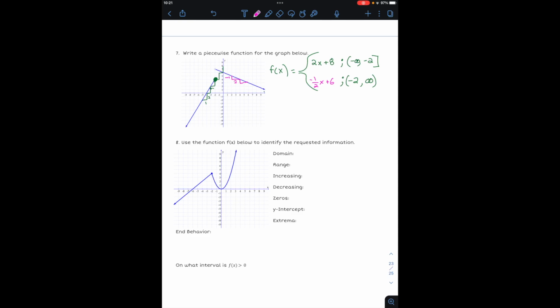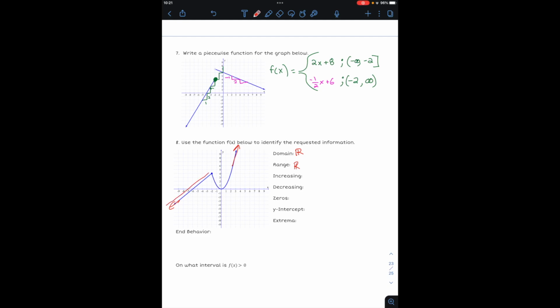Okay, use the function f of x below to identify the requested information. So we're going to assume this is quadratic right here. Or maybe we don't even have to. But the domain is all real numbers. It is continuous. The range, we are going up all the way to infinity, down all the way to infinity, all real numbers.